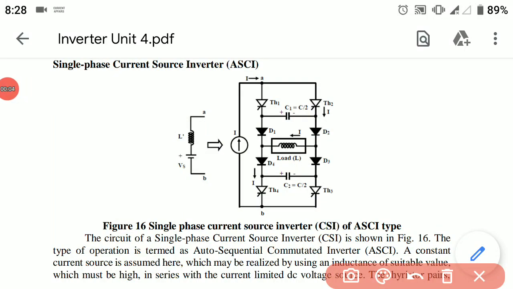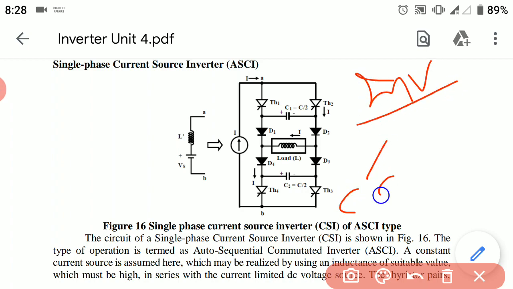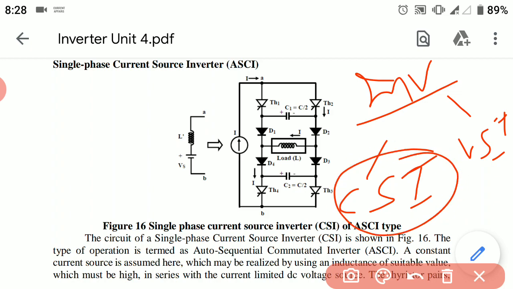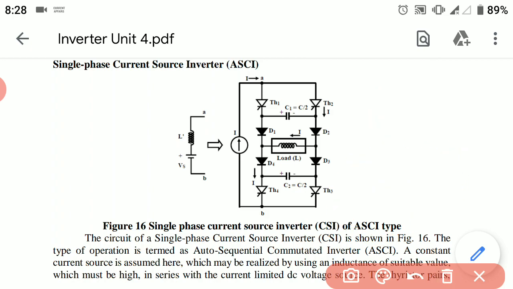As we have discussed, inverters are of two types, that are current source inverters and voltage source inverters. Today we will discuss current source inverters. These are single phase current source inverters. These current source inverters are also known as auto sequential commutated inverters.